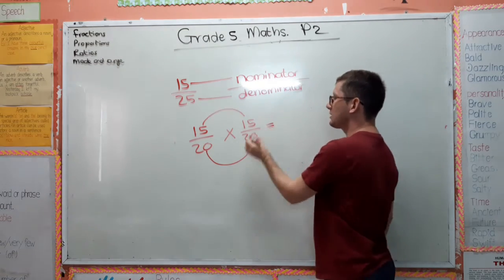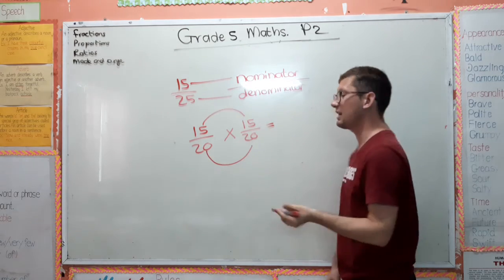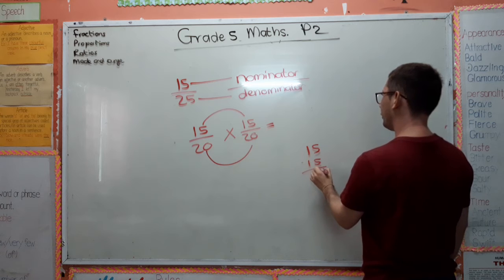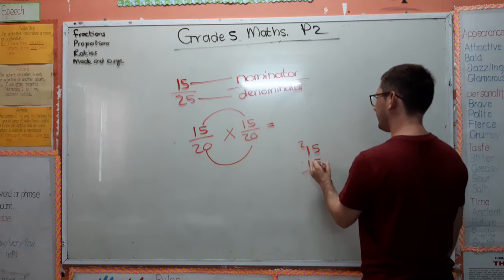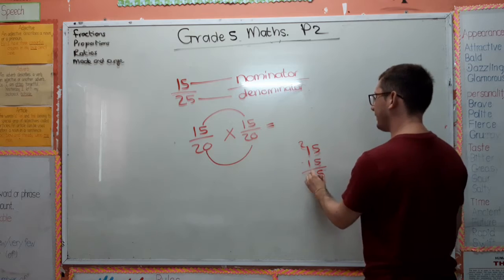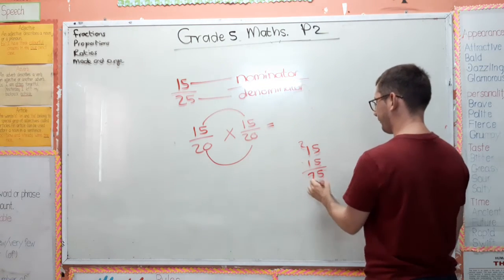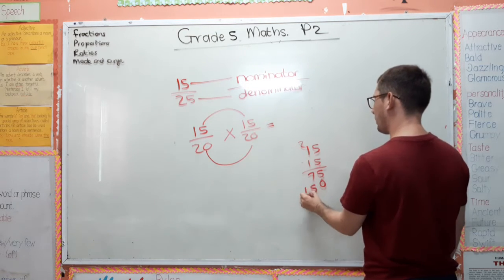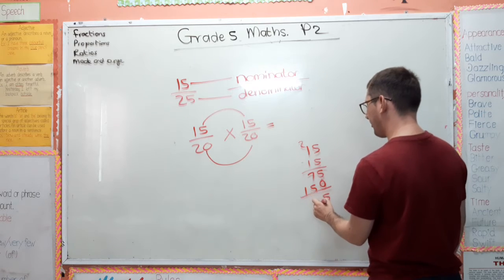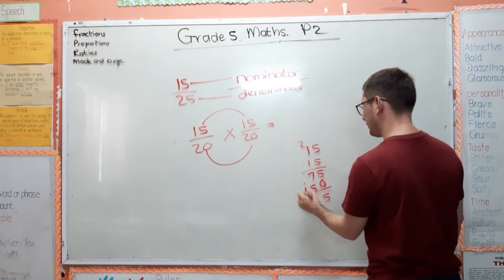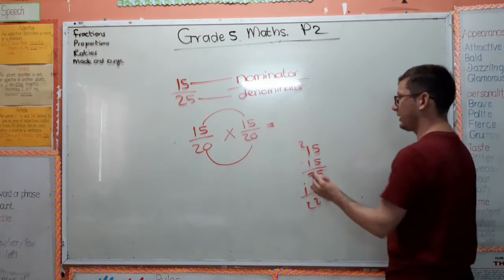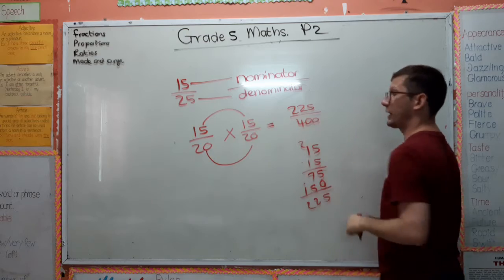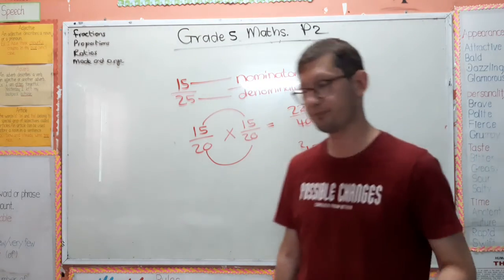So what is the answer? What is 15 times 15? Let's work it out. 15 times 5 is 75, so we write 5 and carry 7. Then 1 times 5 is 5, and 1 times 1 is 1. So it gives us 225. So it gives us 225 over 400. Am I correct? I hope so.